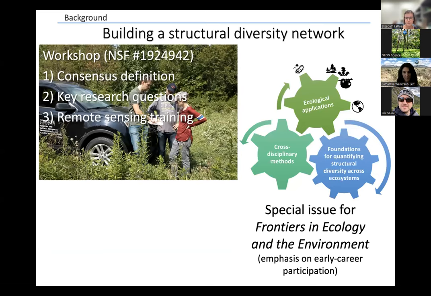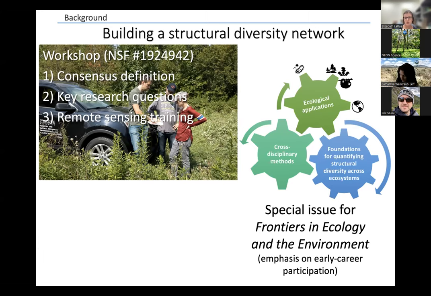address this gap in the literature, in 2020, my colleagues and I had a workshop that was supported by NSF. It ended up being virtual because of COVID. Fortunately, we partnered with NEON on this and brought over 70 scientists together to talk about what is a consensus definition for structural diversity, what does that mean to different interdisciplinary backgrounds, like if you're a geologist versus an ecologist or maybe an earth system scientist, and then identifying key research questions and also providing some remote sensing training geared at early career scientists.